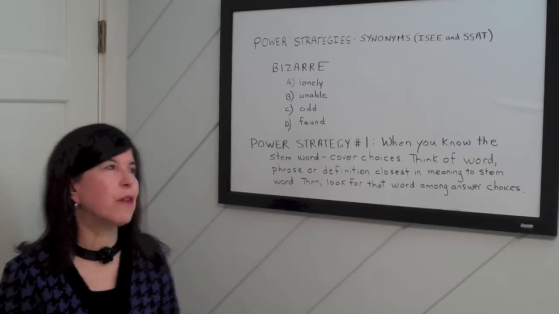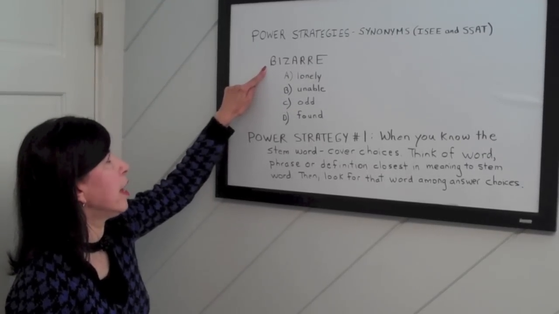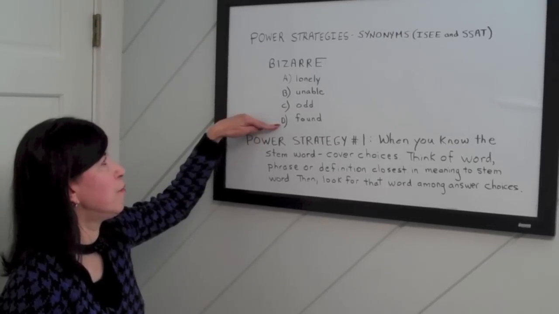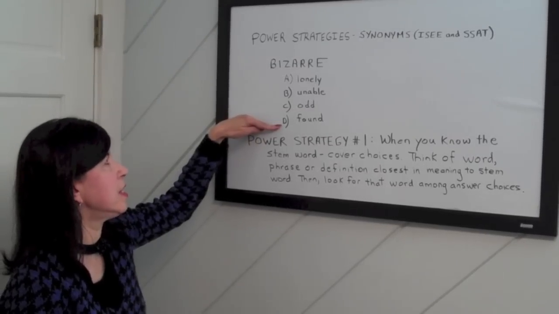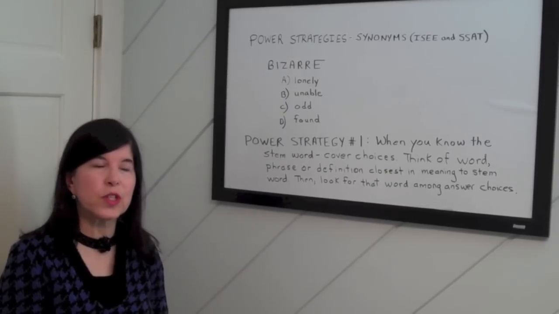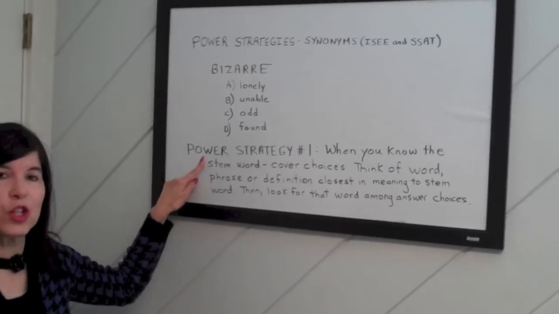Let's talk a little bit about format. All synonym questions have a stem word in capital letters, followed by 4 answer choices on the ISEE and 5 answer choices on the SSAT. And your task is to select the answer choice that is closest in meaning to the stem word. Let's try that out with power strategy number 1.